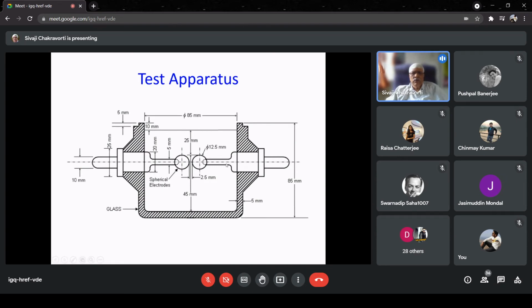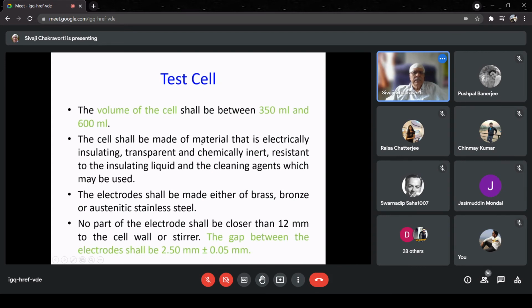The volume of oil is also fixed. As you can clearly see, the total volume, the glass vessel, every dimension is fixed. This is as per our India standard. So the volume of this cell could be anything between 350 milliliter to 600 milliliter. So we take that sort of oil and pour it into it.